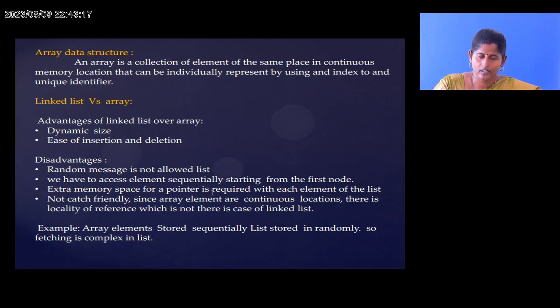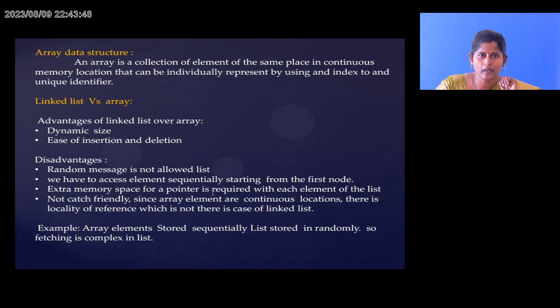Disadvantages of the linked list. Random access is not allowed in the list. We have to access the elements sequentially, starting from the first node. Of course, if you need to fetch any element in the list, we need to travel from the first node, that means the head node, to the end node until you reach your searching node. But in the case of an array, using the index value, you can easily access the element stored in the array.